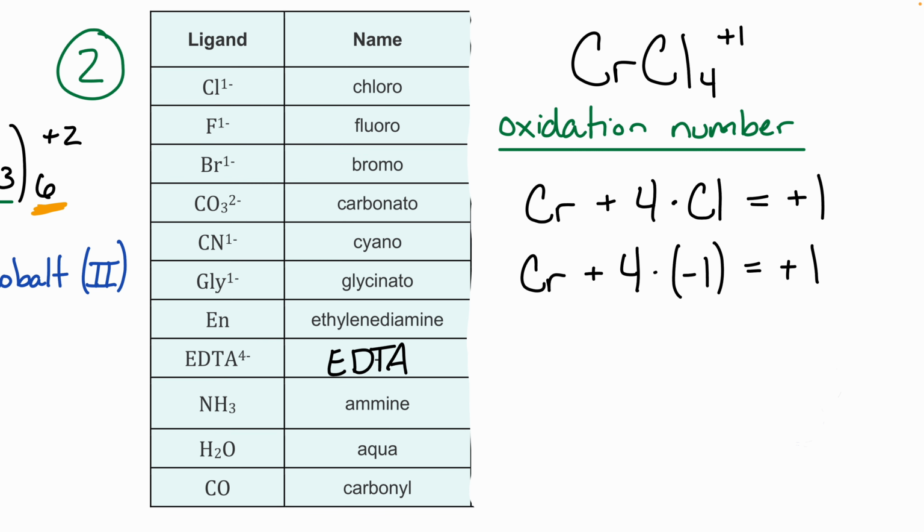So would it just be the final charge minus whatever the total charge from the ligands is, multiplied by the amount of them that's there? Yeah, basically you're going to subtract this from your net charge. All right, so that means my chromium must have a charge or oxidation number, if we want to be fancy, of +5.